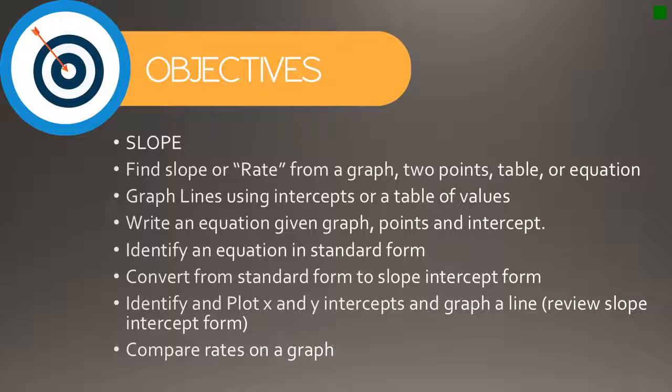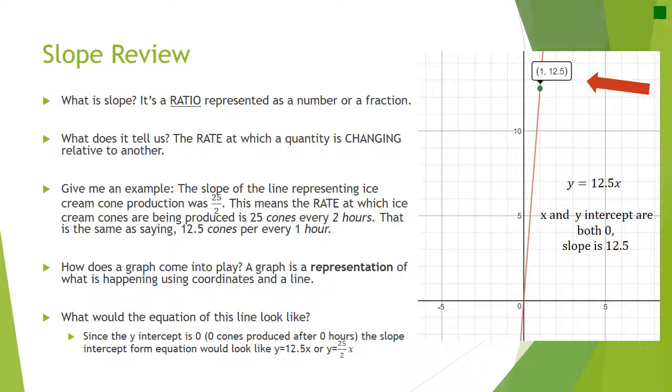So we are going to be going over slope, finding the slope or rate from a graph, graphing lines using intercept or table of values, write an equation given graph, points, and intercept, identify an equation in standard form, convert from standard form to slope-intercept form, identify and plot x and y intercepts, and compare rates on a graph. So we did this in class, but I would like to review it again.